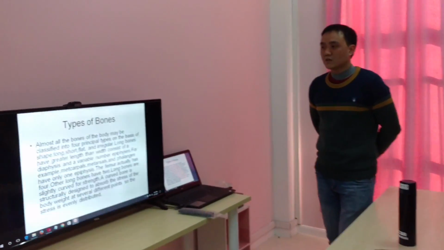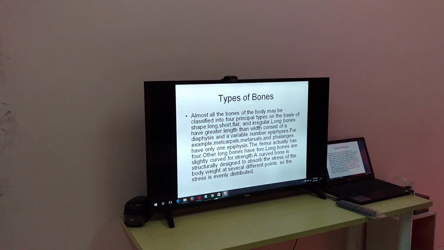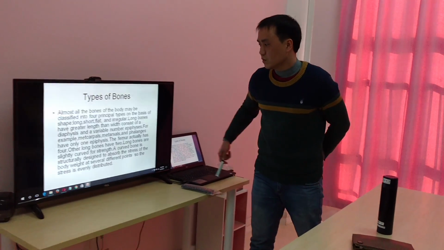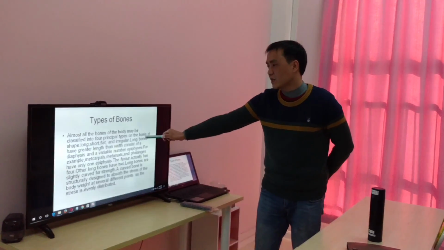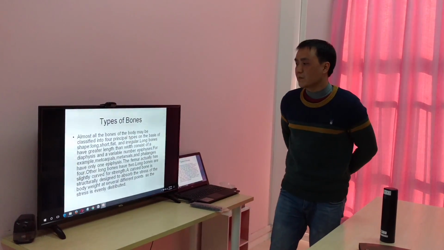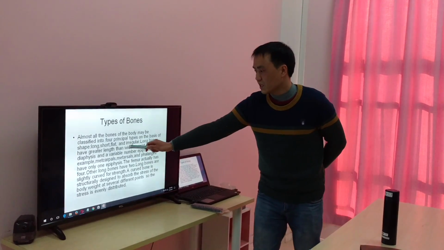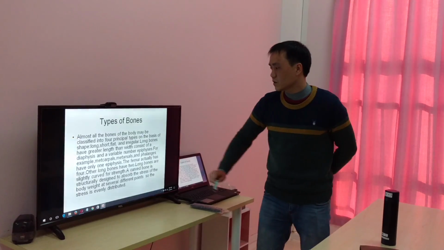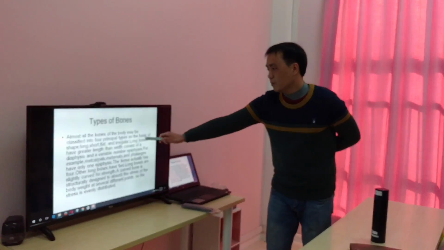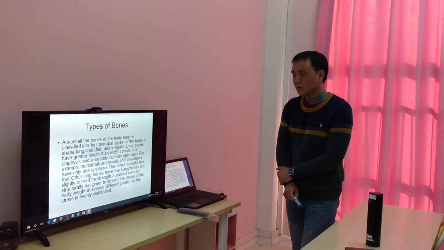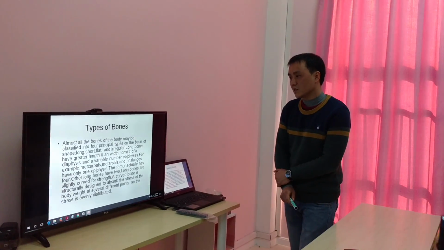Now we'll talk about types of bones. Almost all the bones of the body may be classified into four principal types on the basis of shape. Four types: long bones, short bones, flat bones, and irregular bones. Long bones have greater length than width, and consist of a diaphysis and a variable number of epiphyses.